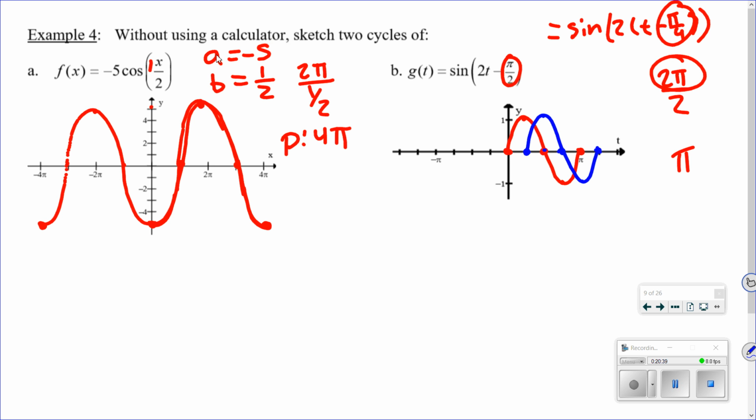And we can keep going. There's going to be another point there, another point there, and another point there. And then we're going to have a max point there. You're just repeating the same thing, right?